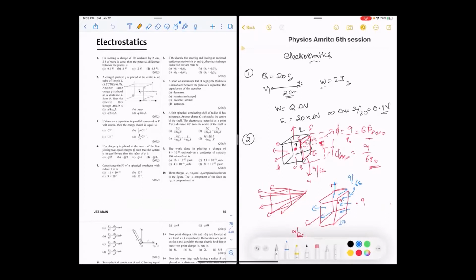So this should be X. Let this be X, this will be X, this is X, and this is Y. So I can say for the 4 sides, it is 4X plus Y equals Q by 6 epsilon naught.